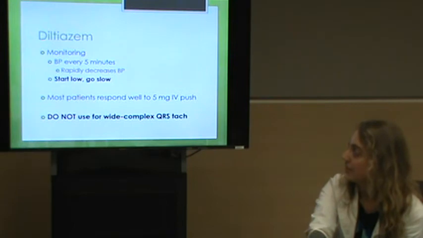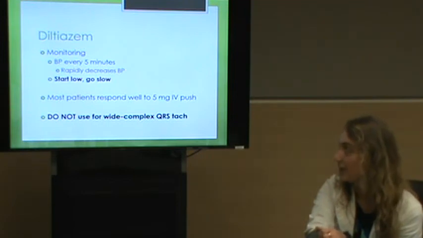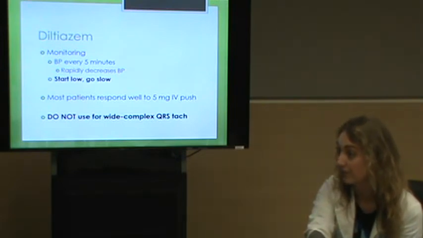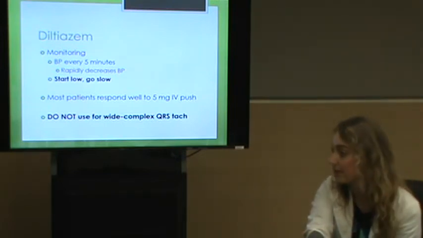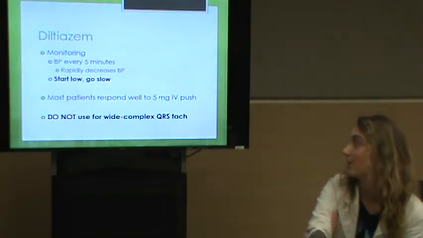Monitoring the blood pressure, it's important to be monitoring your vitals again every 5 minutes because it can cause a rapid decrease in blood pressure. This is another one where you start low, go slow. Most of the patients will respond very well to a 5 milligram IV push. Some won't require being initiated on a drip after that. It is also contraindicated for use with wide complex QRS tachycardia.